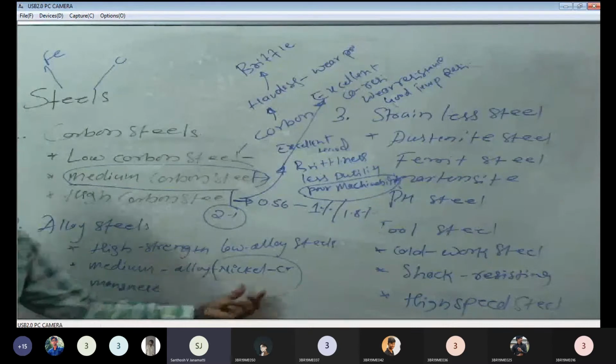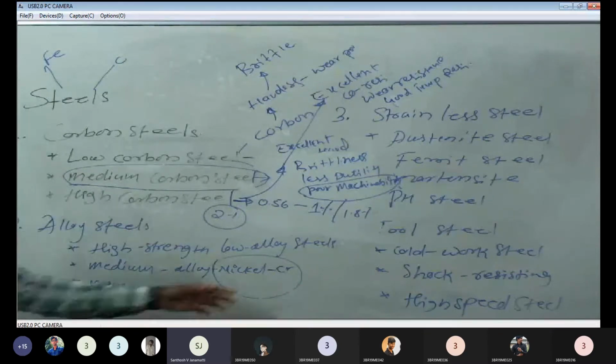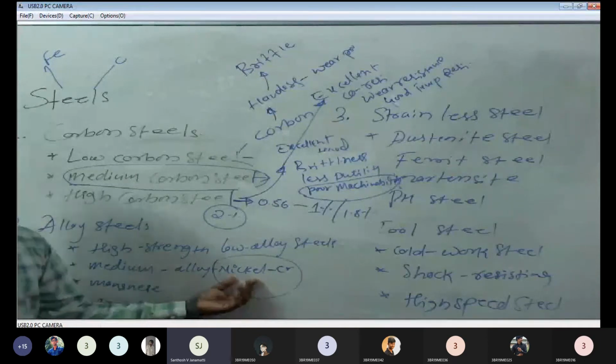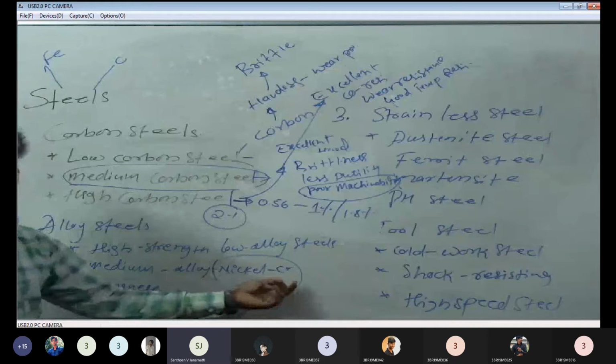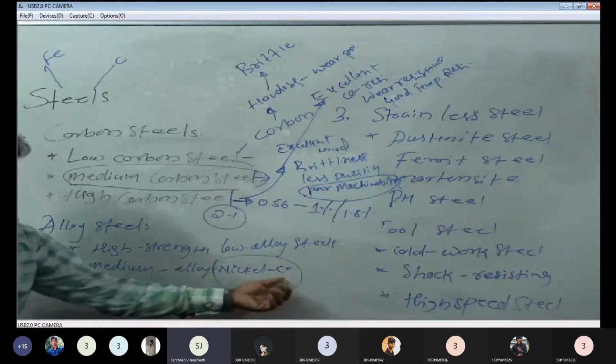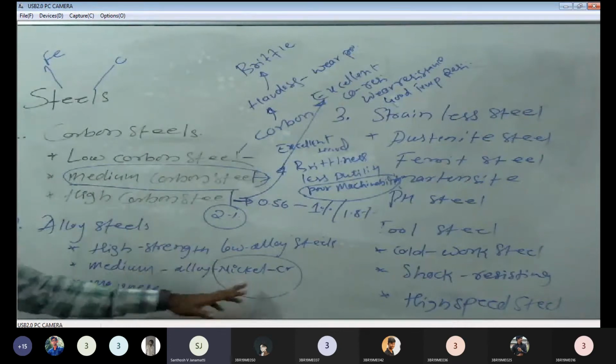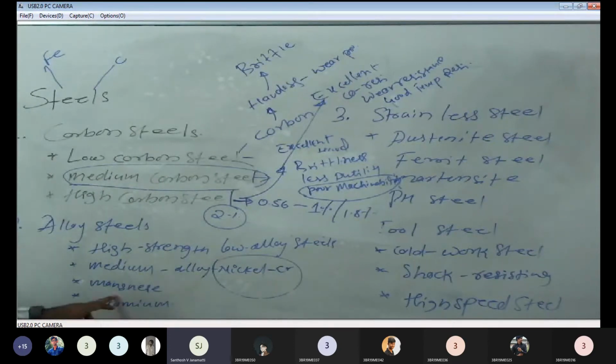Once we add these two alloys into the steel, that steel becomes very good in toughness and also wear resistance. This will improve the wear resistance property, and the temperature-related and toughness properties will be improved. Now coming to manganese steels and chromium steels. With respect to wear resistance, we have to increase the wear property of that steel. We add chromium, and we increase temperature and hardness resistance by adding manganese. These are the alloy steels which we can discuss.